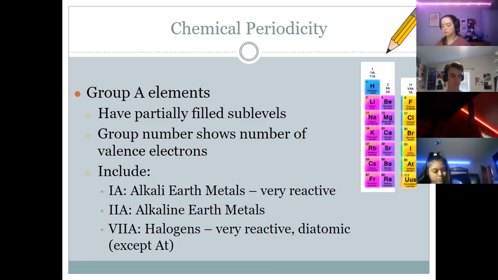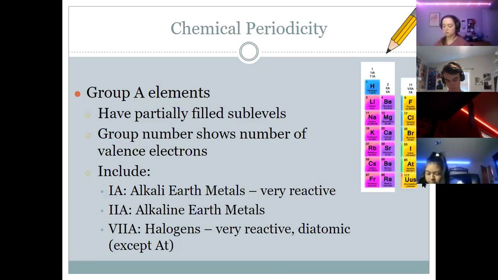And they are super, super reactive too. So you may be saying, wait a minute, Dr. Hyde, you said that the alkali metals are the most reactive. Well, what are the halogens? So here's the thing though. The alkali metals are the most reactive metals. Your halogens are very reactive, but they're not metals.